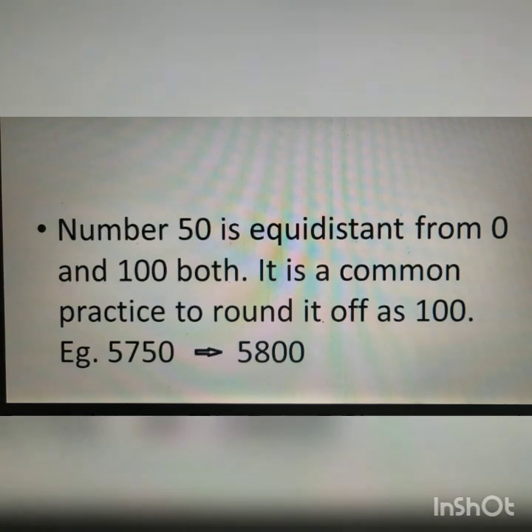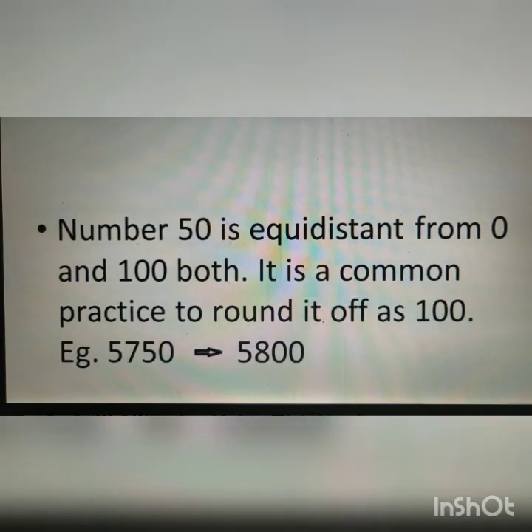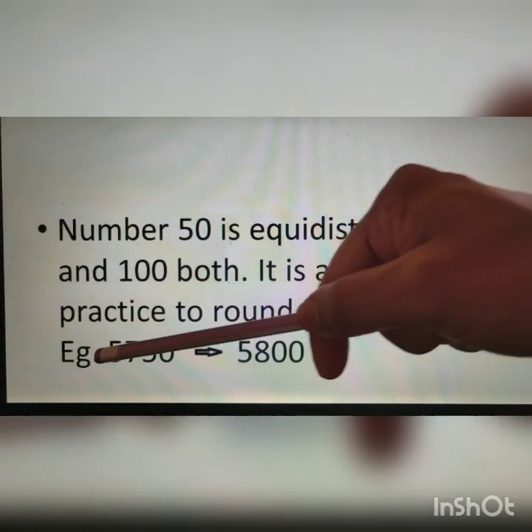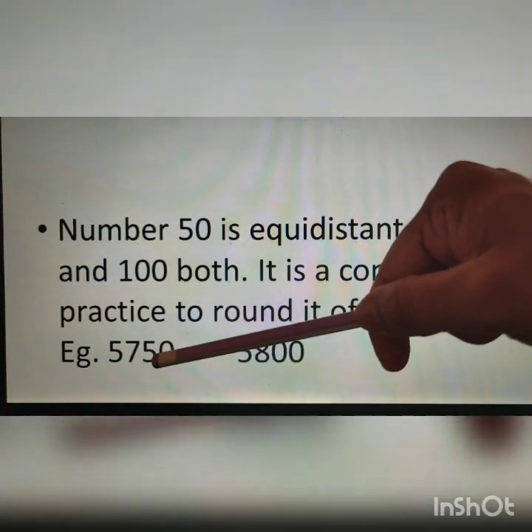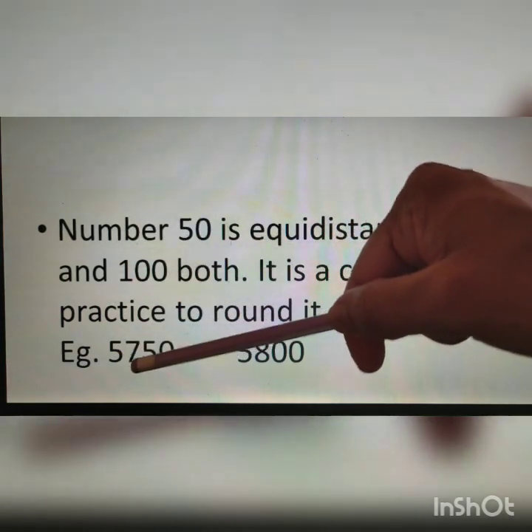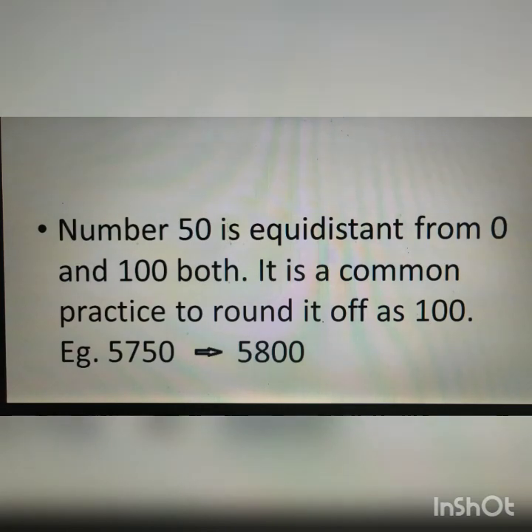We have discussed numbers from 1 to 49 and 51 to 99. Now number 50. If the last two digits are 50, then 50 is equidistant from 0 and 100, and it is a common practice to round it off to 100. Therefore 5750: the last two digits are 50, so we will round it to 100, and 750 is in between 700 and 800. It will round to the nearest 100, and that is 5800.